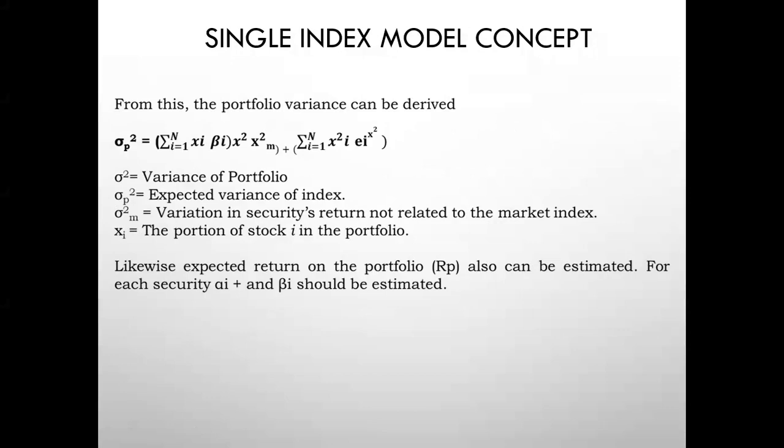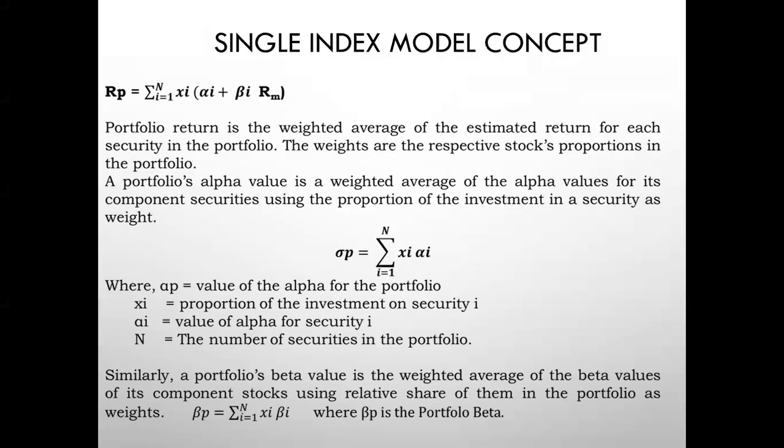Then the total portfolio variance will be the variance of the portfolio, meaning the expected variance of the index, the variance in securities' return not related to the market index, and the portion of the stock in the portfolio as well. So this is the variance of the portfolio, and the return of the portfolio will be the weighted average of the estimated return for each security in the portfolio. So this is what we call the portfolio return.